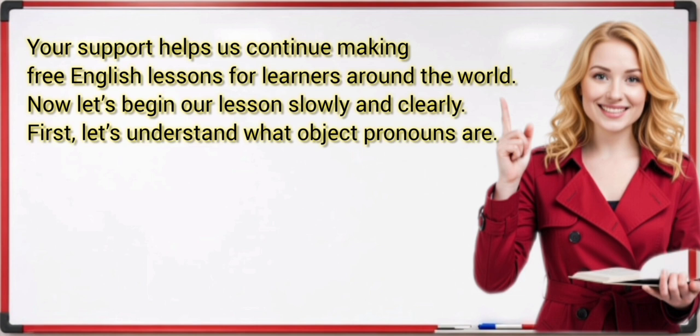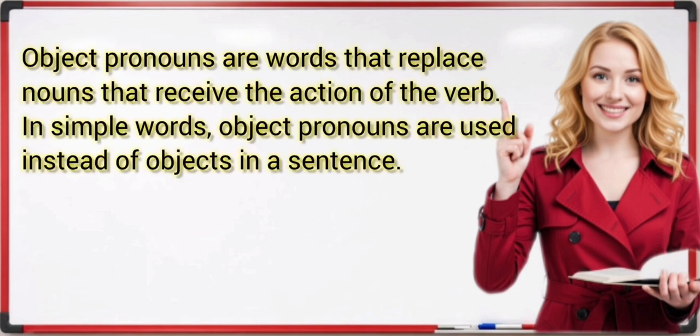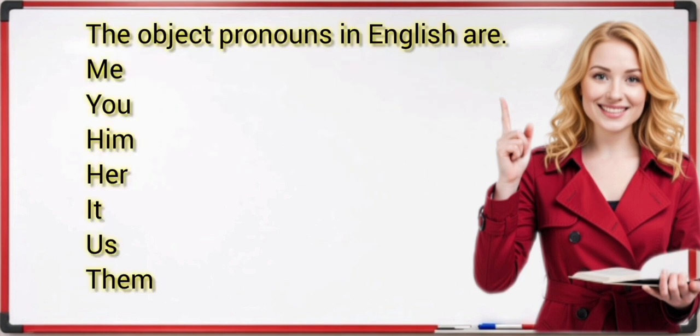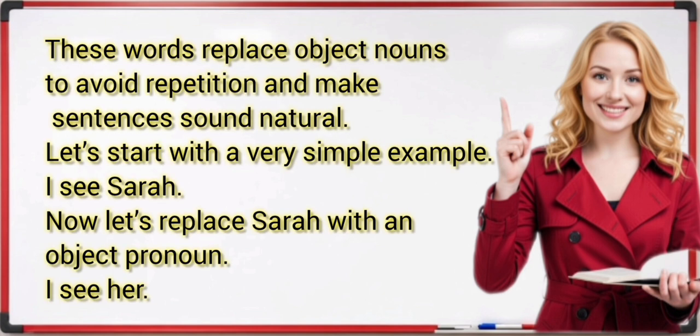Now let's begin our lesson slowly and clearly. First, let's understand what object pronouns are. Object pronouns are words that replace nouns that receive the action of the verb. In simple words, object pronouns are used instead of objects in a sentence. The object pronouns in English are me, you, him, her, it, us, them. These words replace object nouns to avoid repetition and make sentences sound natural.